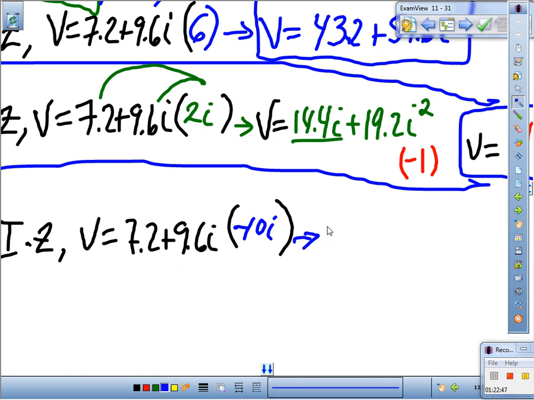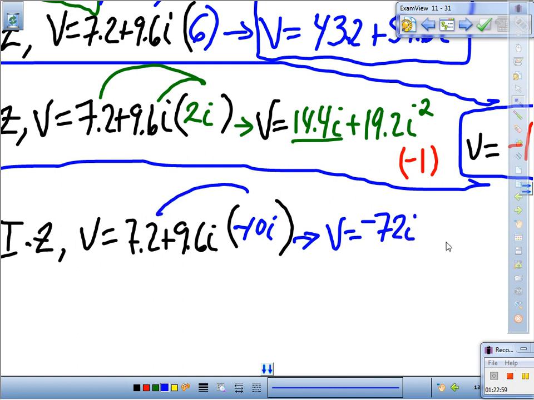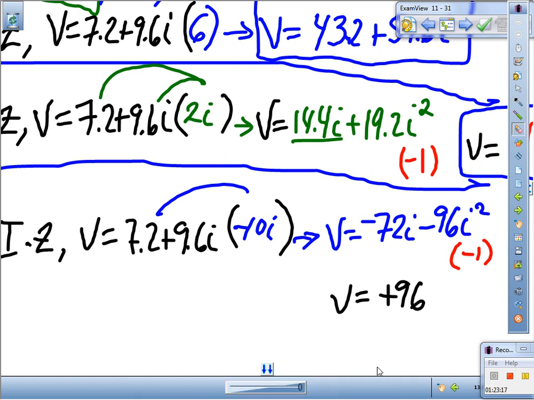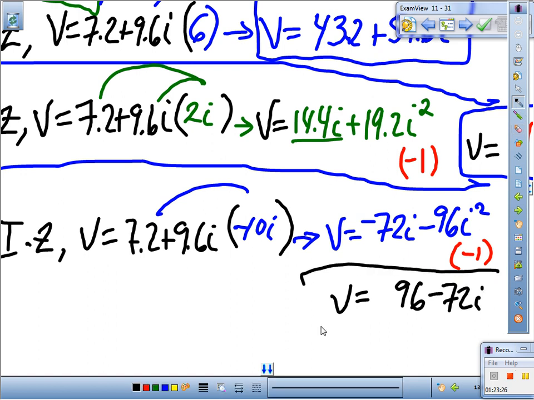let's see, we should have written V equals, was it -72I? Yes. And then -96I squared. And then for that one, we're going to substitute what? -1 for the I squared. So we end up with V equals positive 96. Oh, I don't need to write the positive. Let me erase the little sign. And what goes at the end? -72I. Hands if you got that?